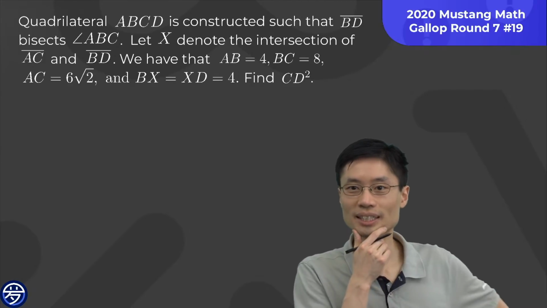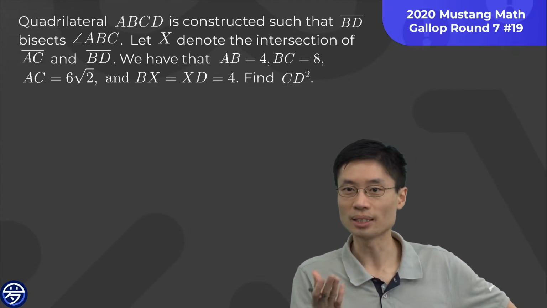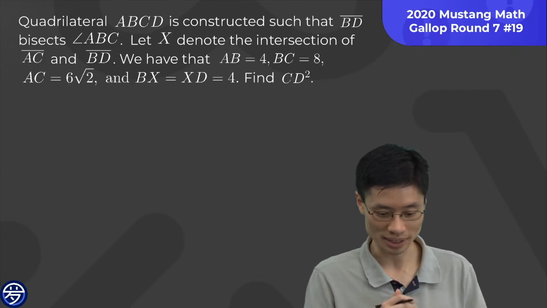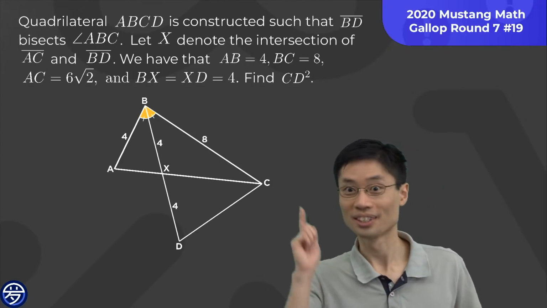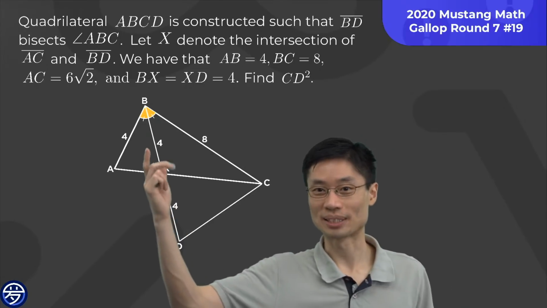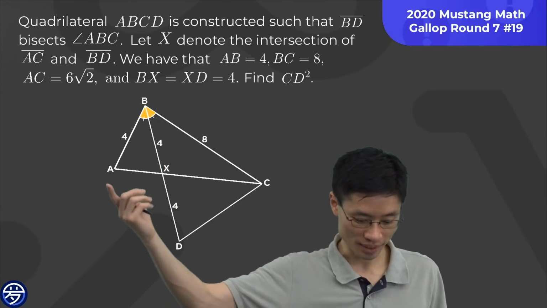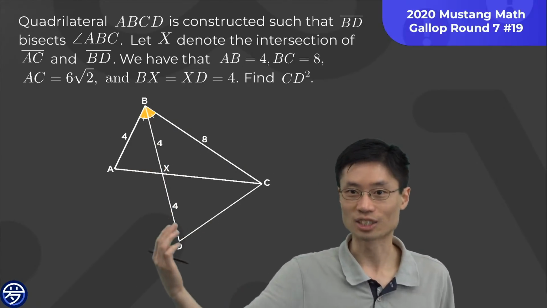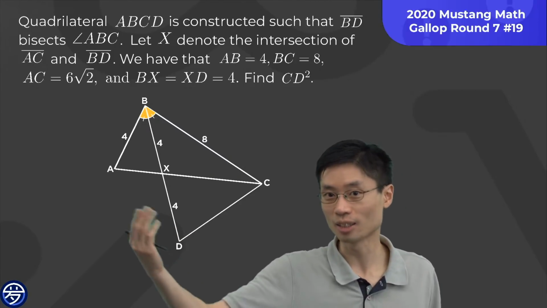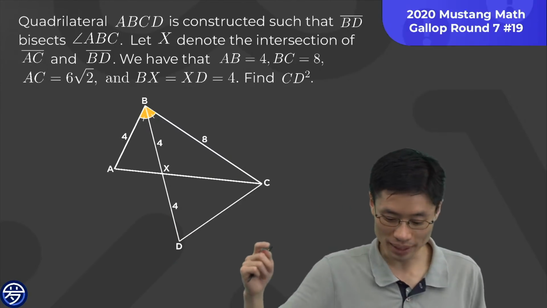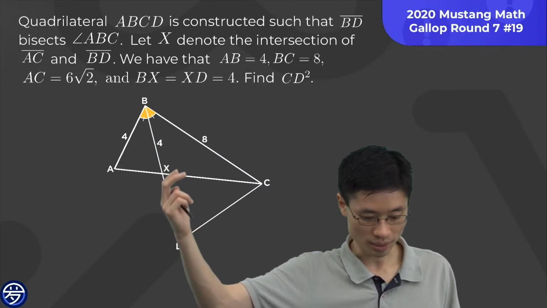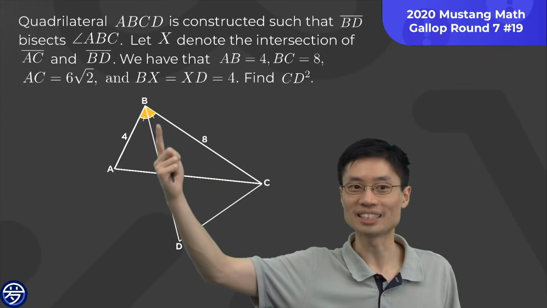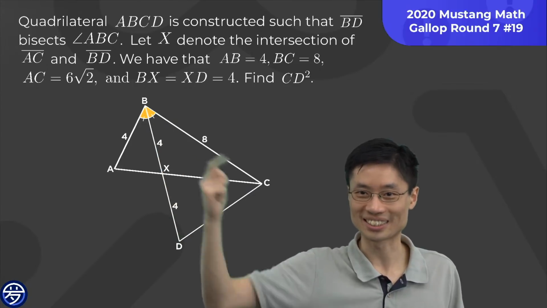Quadrilateral ABCD is constructed such that BD bisects angle ABC. I wonder what that looks like. Oh, like this. Okay, so we have this particular quadrilateral ABCD that's got those 4 points. It's a quadrilateral. There should be one more line here, but that doesn't matter. And BD is going to bisect angle ABC. Oh, that's what these equal angles mean. So these two are equal angles.